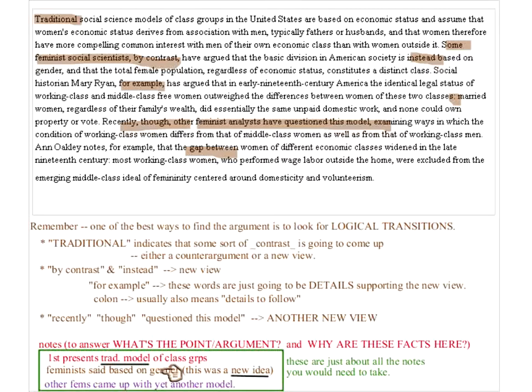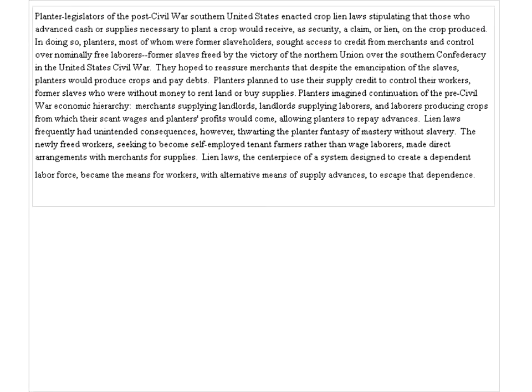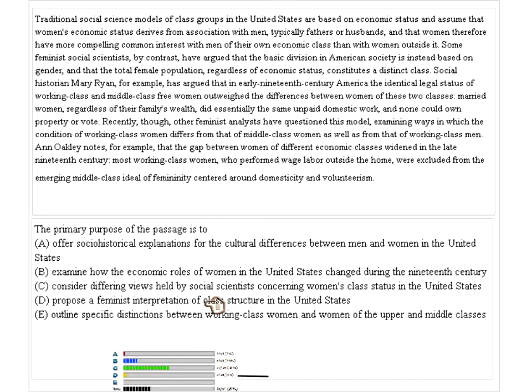Feminists gave some other model of the same thing. And then other people gave yet another model of the same thing. So the point of the passage is just to contrast three different models of these class groups. So if you look at the choices that we've got, this one says this, just to consider different views held by them, to contrast them with each other. That's pretty much exactly what that is. The other ones don't really come too close.